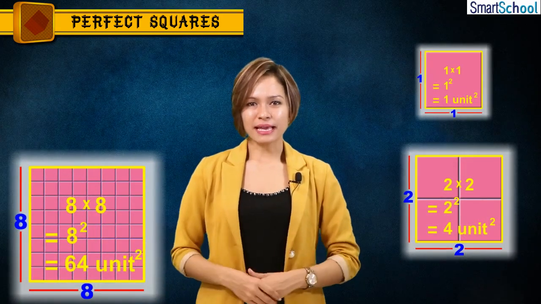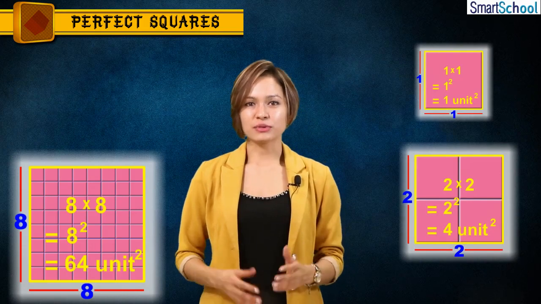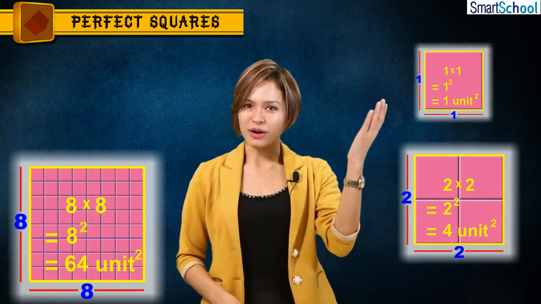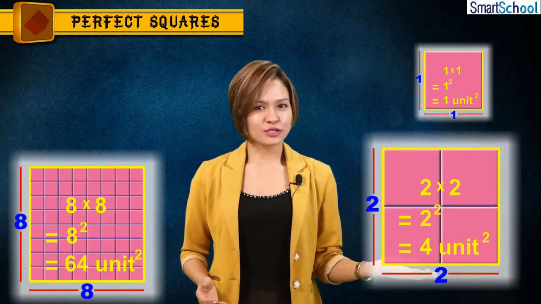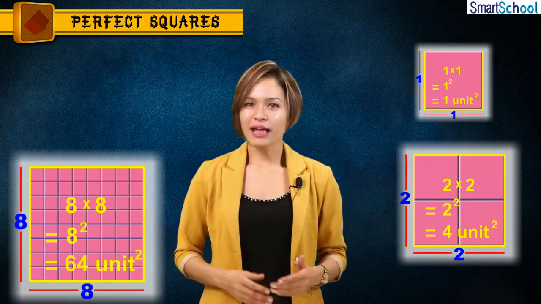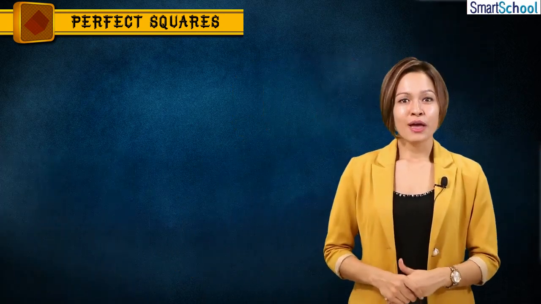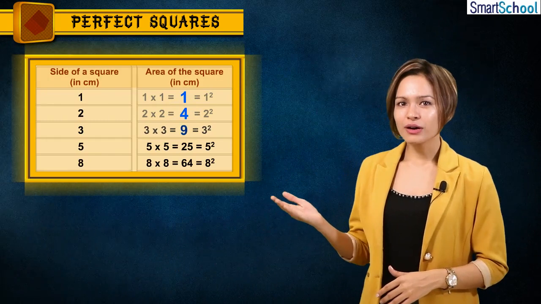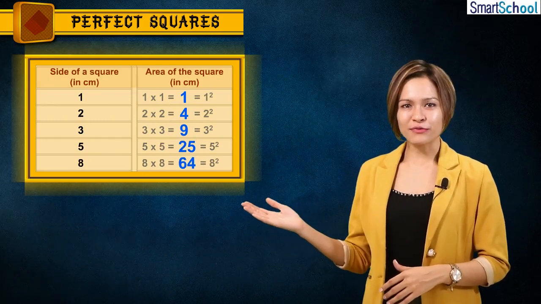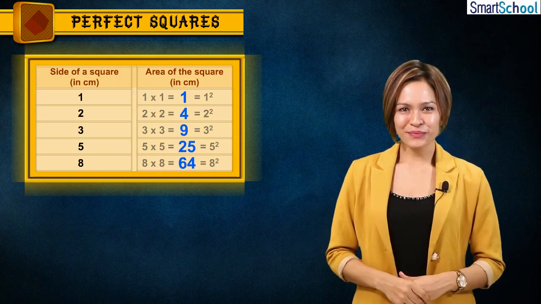So, we can say that the area of squares with side 1 unit is 1 square. That means 1. Square with side 2 is 2 square. That means 4 and so on. Do you know what's special about these numbers? 1, 4, 9, 25, 64 and other such numbers?